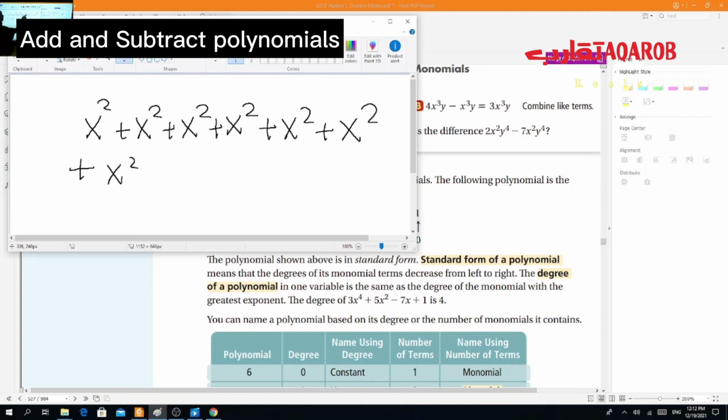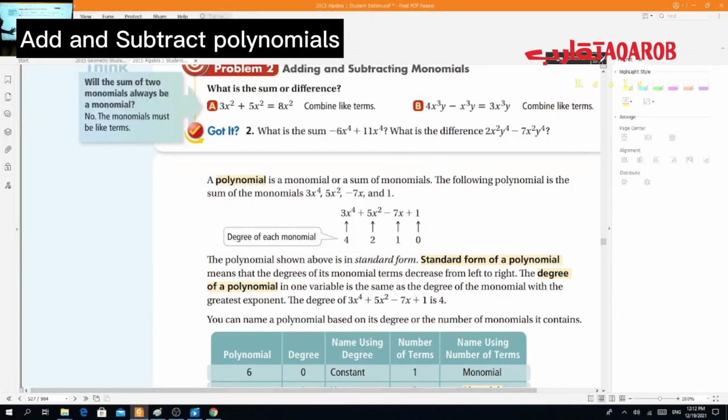How many x to the power 2 do I have? 1, 2, 3, 4, 5, 6, 7, and 8 x's to the power 2. So I have here 8x to the power 2. How? This is why we add it. We can't add x and x. No. This means I don't have only 1x to the power 2.